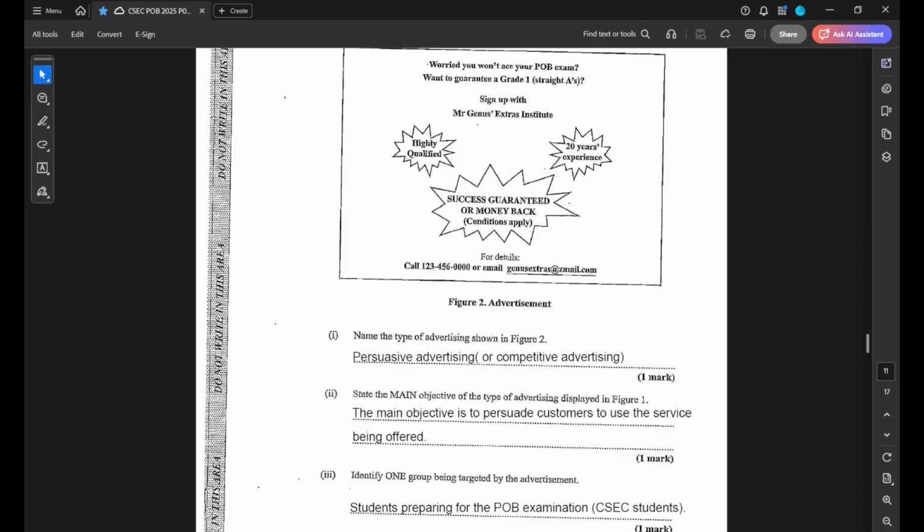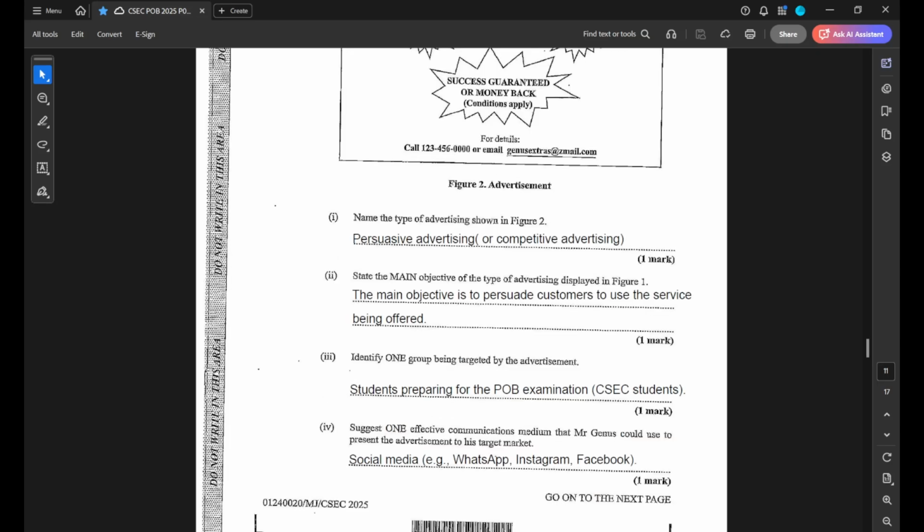Part 4, suggest one effective communication medium that Mr. Genius could use to present the advertisement to his target markets. We can, or he can use social media, for example, apps like WhatsApp, Instagram, or Facebook. Since we all know Gen Z does be more on social media than reading a newspaper.